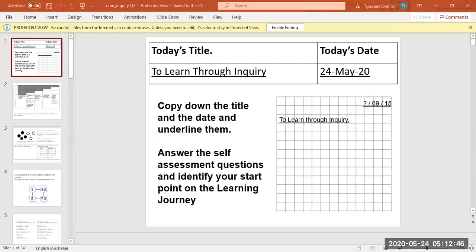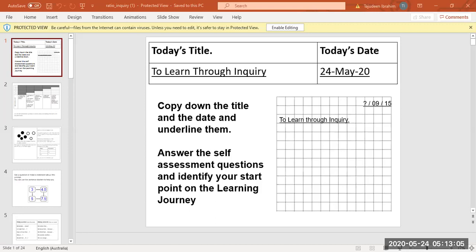Right, today we're going to be learning about ratio and proportion in our math lesson. So our learning objective is to be able to understand ratio and proportion and to learn through inquiry.